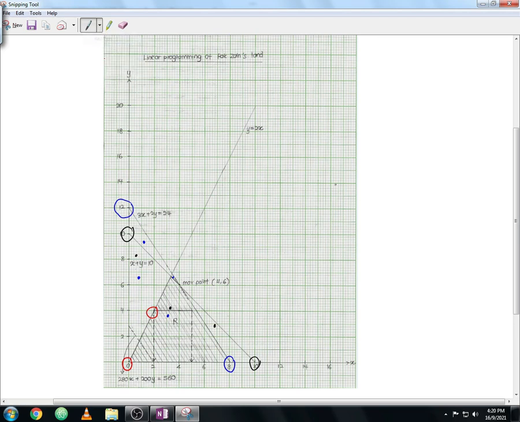Let us proceed to the last one, where y should be less than or equal to 2x. For y less than or equal to 2x, you should be shading the down part over here. So let us mark this region, and then this region. From here, let us close this and go back to our black pen.